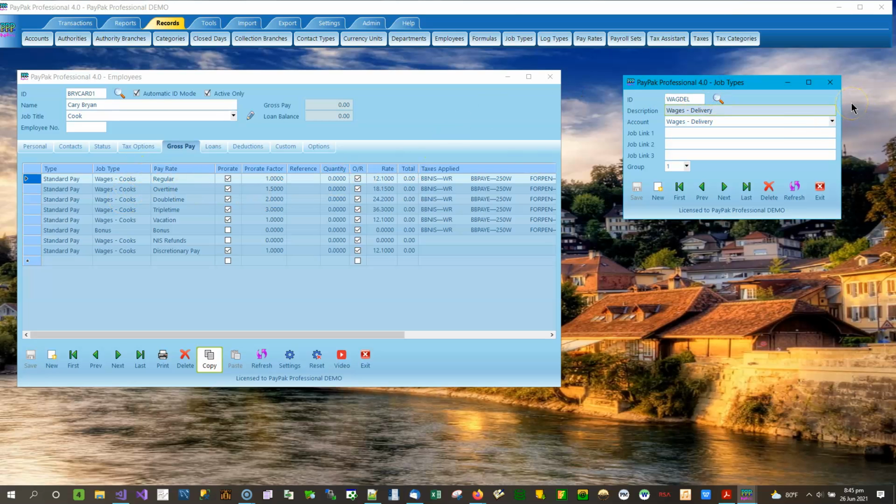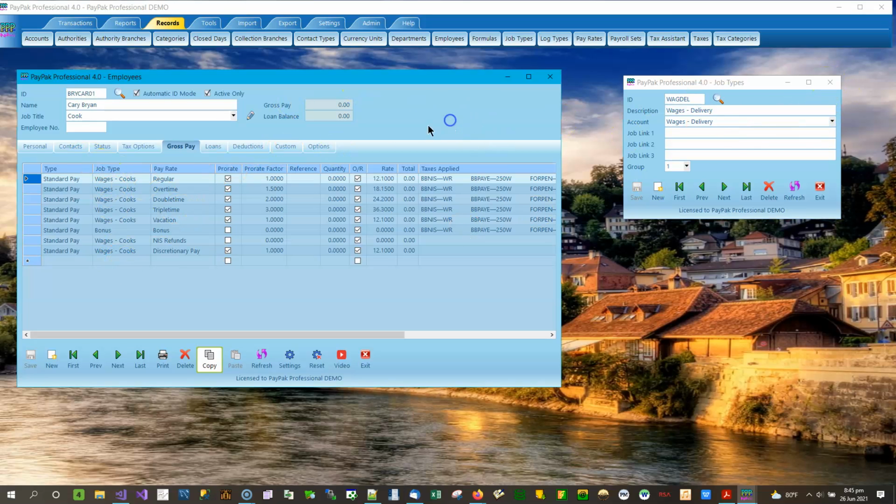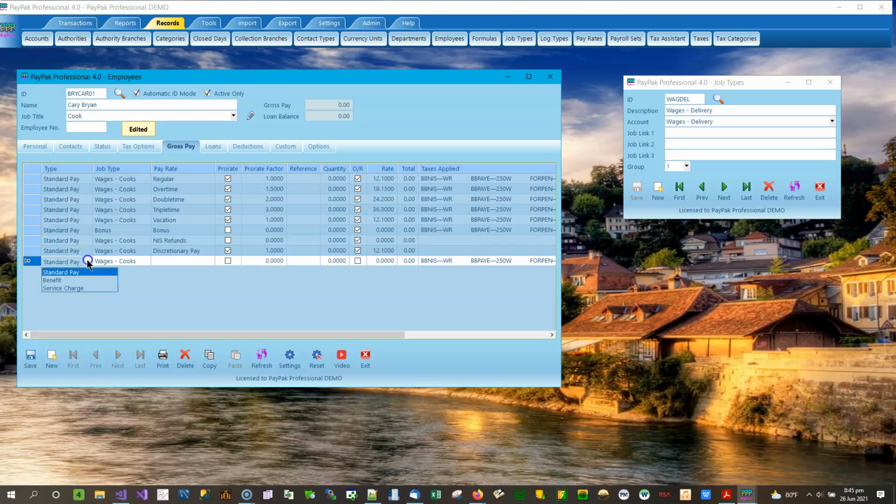Now, gross pay can sometimes have what's called a benefit, where you give someone, they may have a car, a house, they may get something which they're not given in hand, but it has to be taxed. And let's say we had a benefit account that would fall under gross pay, and that would look something like this. Let's put one in here.